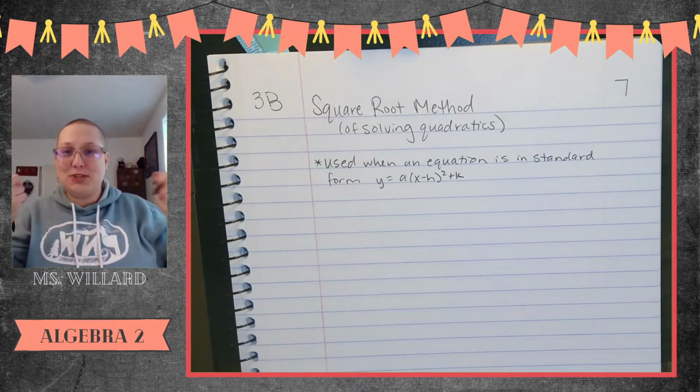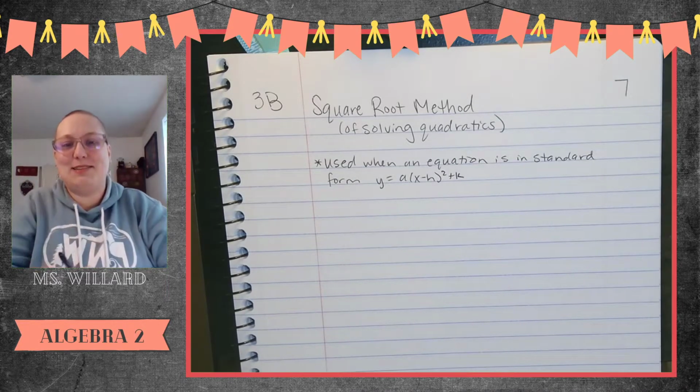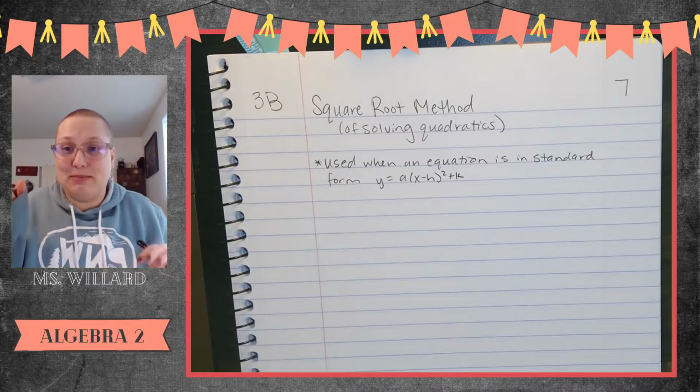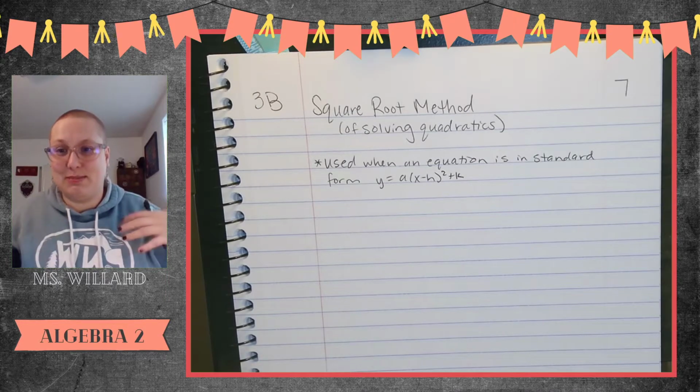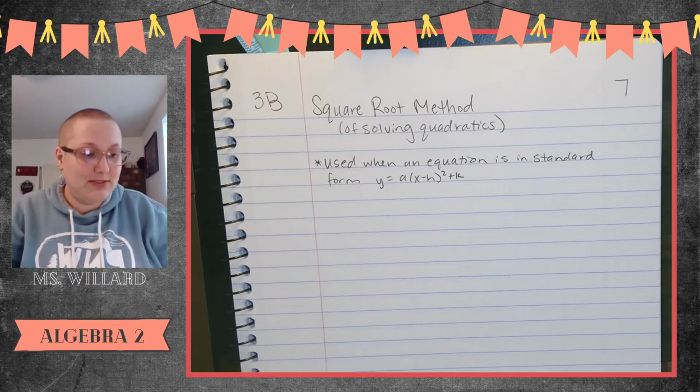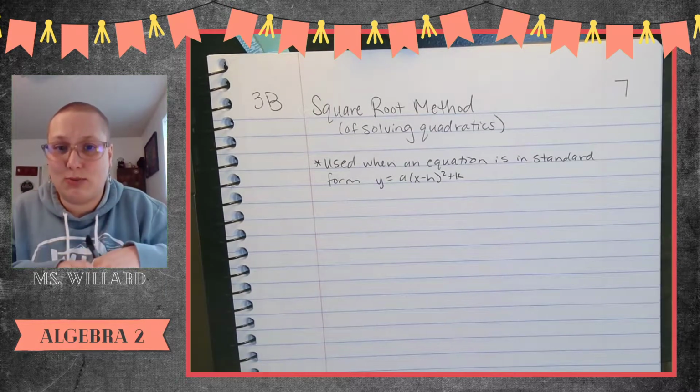Hey, we're doing the square root method of solving quadratics today. This is specifically used when equations are in vertex form, like y equals a times x minus h squared plus k. But this is a lot of people's favorite because you're just going to solve it like normal.